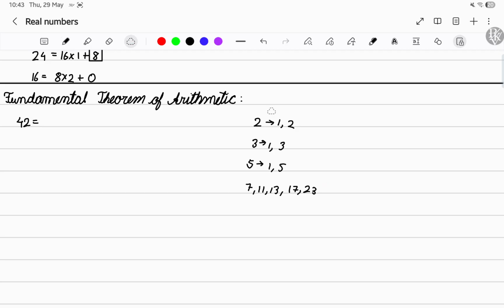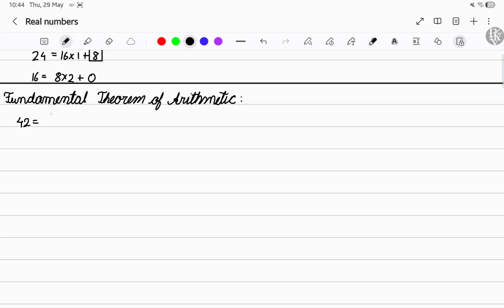All these are primes. Now, since this is 10th standard, we only need till 23. So remember till then, okay? Remember some examples of prime till 23.